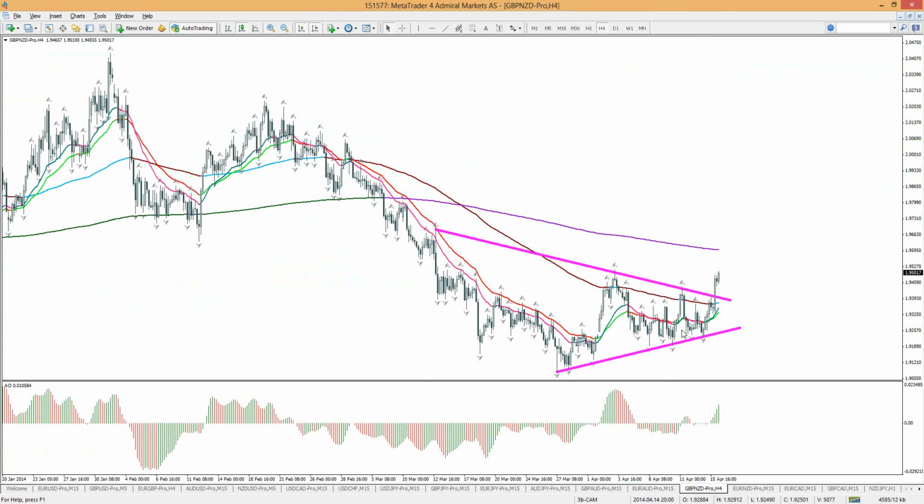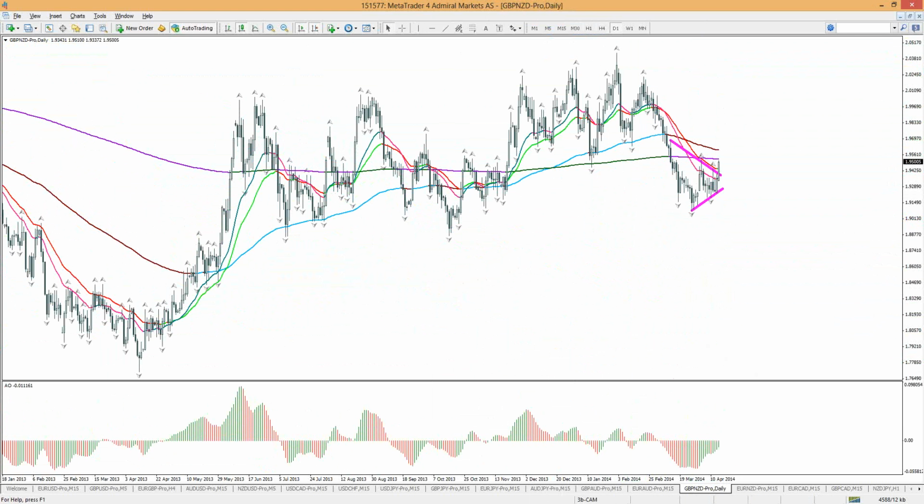A lot of struggle here, and that's probably not so surprising if you look at the AO here on the daily chart. Heading back to the zero line, so you see that struggle. And now that we broke to the upside, we're making that bigger retracement.